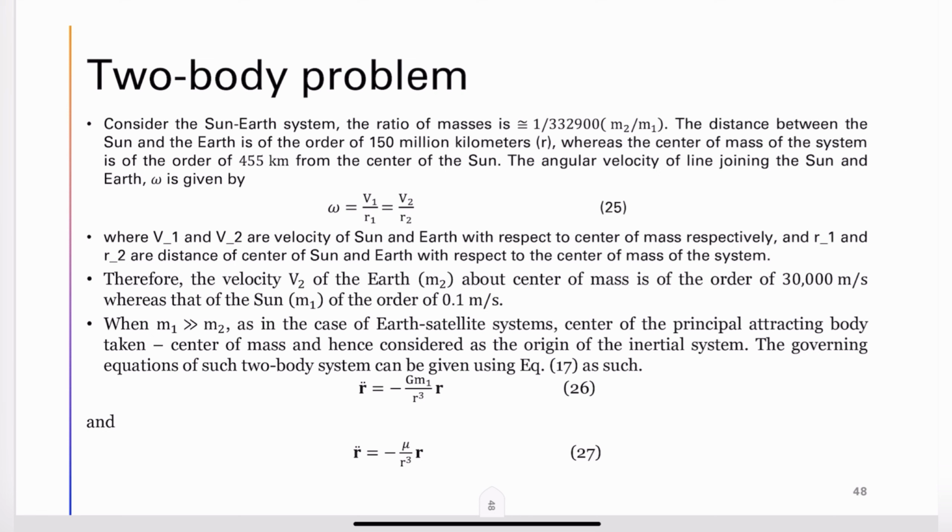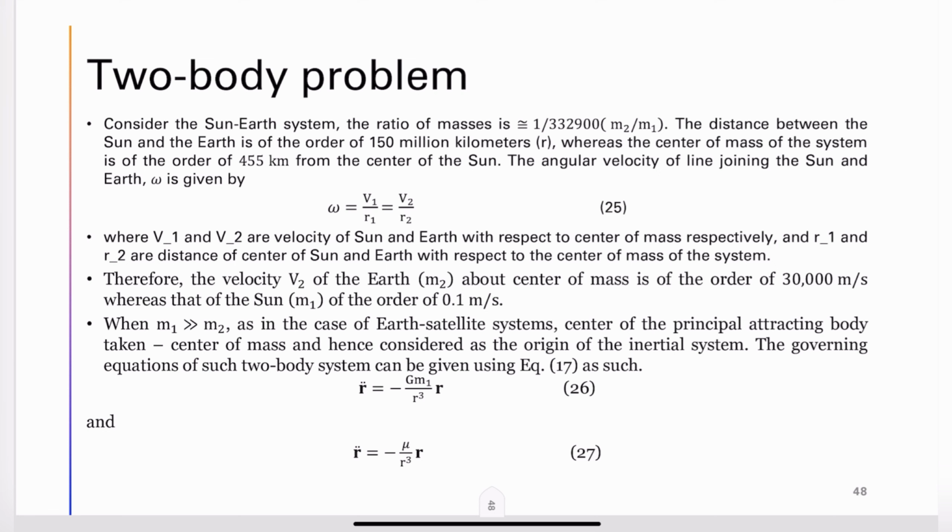But when you see the velocity of the earth, it is moving at 30,000 meters per second, which means it is revolving at that velocity. So it seems that the mass m2 is moving with a higher velocity around the mass m1. When m1 is far greater than m2, as in the case of an Earth satellite system, the center of the principal attracting body is taken as the center of mass. Hence, it is considered as the origin of the inertial system. Therefore, the governing equations of a two-body system are given by what we have already taken.